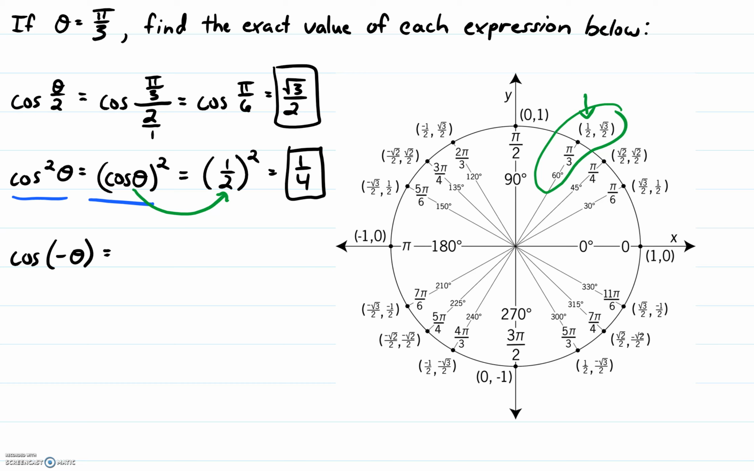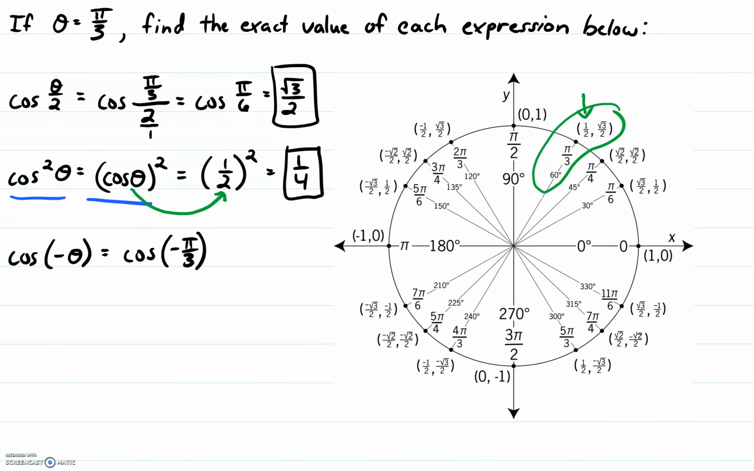So for the last problem, we want to find the cosine of negative theta. And so what I'm going to do here is use a property. Really what we're trying to find is the cosine of negative pi over 3, since theta is pi over 3. But still, that's not something we find on the unit circle. So I'm going to use the fact that cosine is an even function. That means that the cosine of negative pi over 3 is the same thing as the cosine of positive pi over 3, which is on the unit circle.